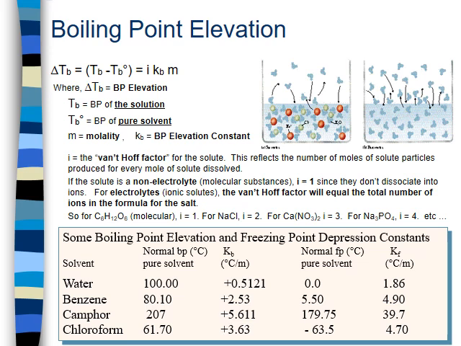The i stands for the van't Hoff factor, and we'll discuss that in a moment. Kb is a constant that's different for different solvents. It's called the molal boiling point elevation constant, or simply the boiling point elevation constant if you prefer. Down below you see a table with different solvents, and for each solvent there's a particular value of Kb listed.